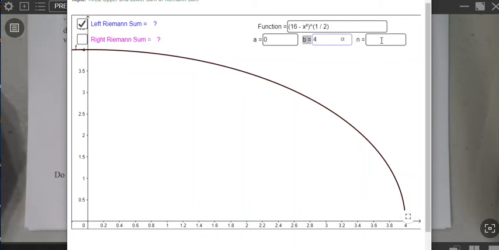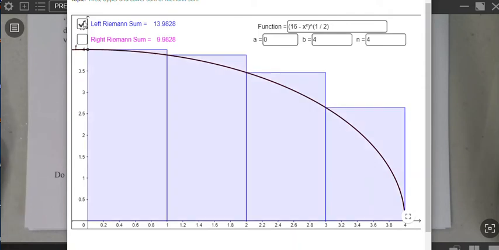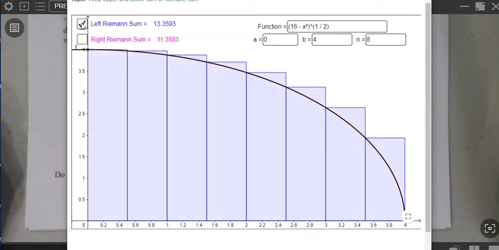And our first n value, we wanted 4 rectangles. I do want the left Riemann sum here, so I'm going to check that box. And you can see it drew the same 4 rectangles that we drew, and that 13.983 is exactly what we came up with. I can now change the n value and say, hey, let's use more rectangles. 8 was the next one. And I am having to uncheck and recheck the left box each time. But again, notice you can see that there's the 8 rectangles. There's a little bit less error this time. Gave us about 13.359. Right?